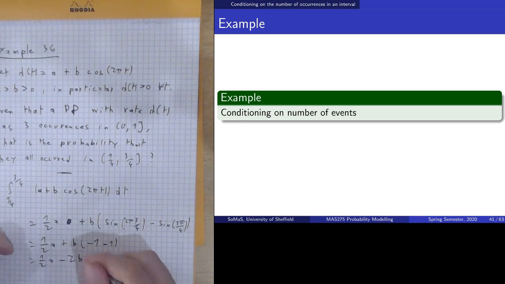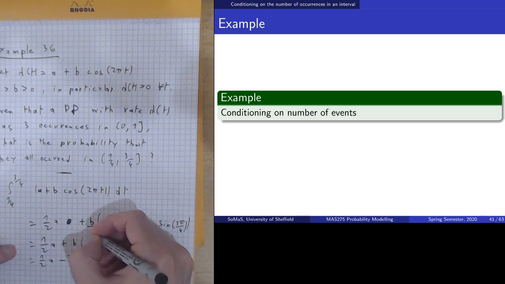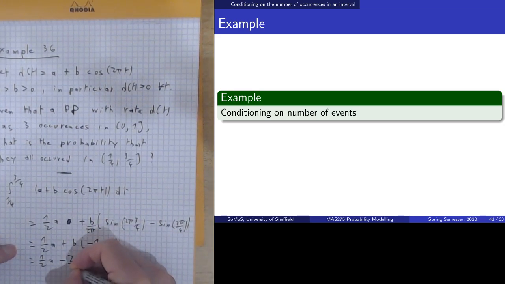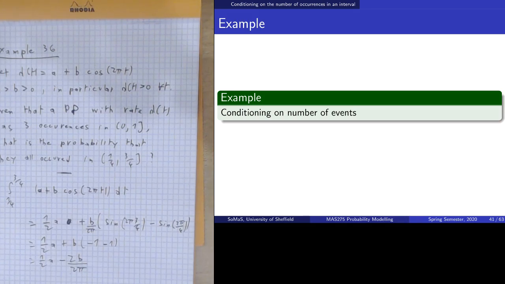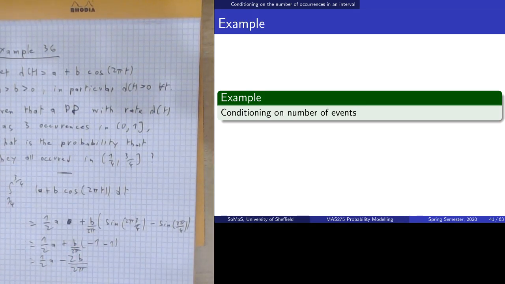Because we forgot to divide by 2 pi. So b over 2 pi. And now we're good. Remember how to do your integrals, kids. Okay, so that's one thing.